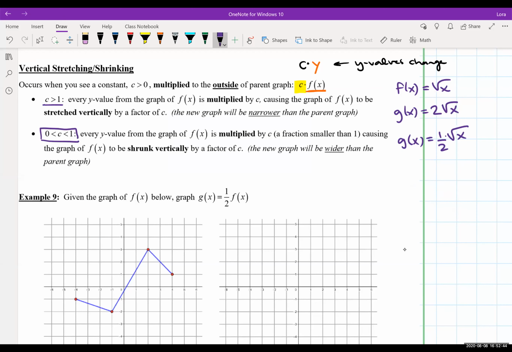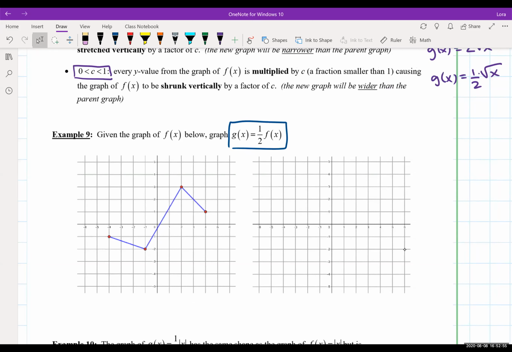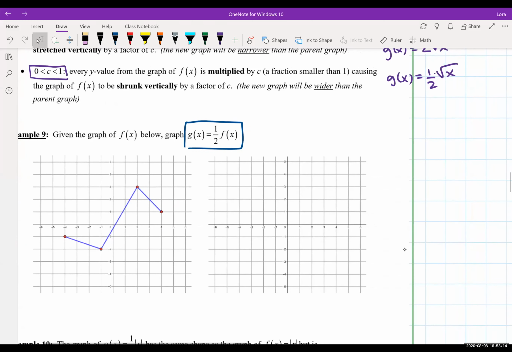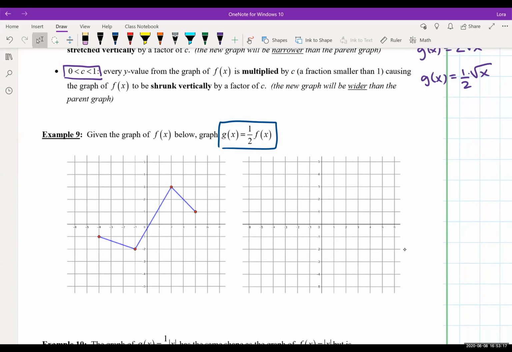And I want to point out to you that when you look at your function that you're trying to modify, g of x equals 1/2 f of x, you could write it as 1/2 times y if you're thinking about what's happening. So the y values are all going to get multiplied by 1/2. Now, I could show you a couple ways. I'm going to do an ordered pair approach, but if you know how fractions work, you're cutting the y value in half. So sometimes you can visually do this too.